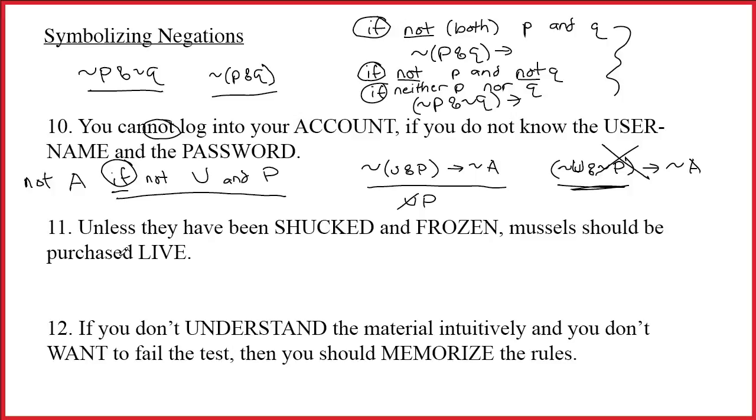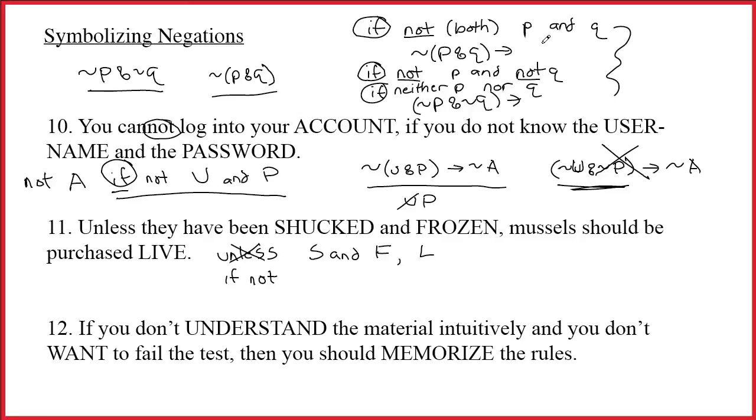All right, same strategy when we get to 11. Unless they have been shucked and frozen, mussels should be purchased live. All right, so what does this say? Well, first of all, what is it that we want to do with unless? If we rewrite the sentence, we know that what it says is unless S and F, comma, L. The trick for unless is to turn it into if not. So if not S and F, L. Complex negation after if. When we turn unless into if, we see it's a complex negation after if.